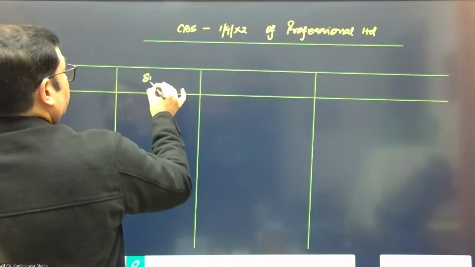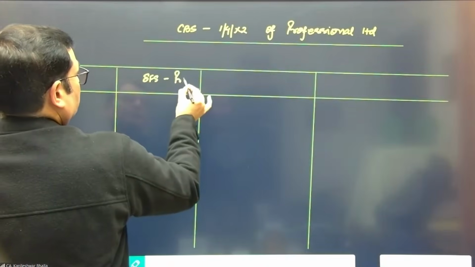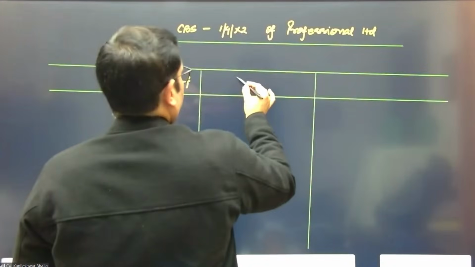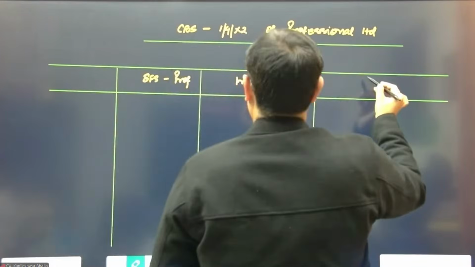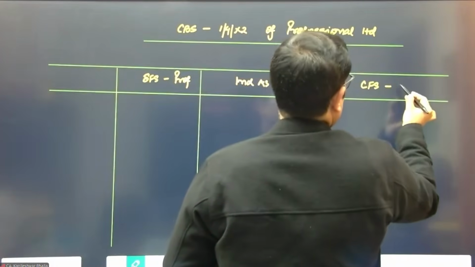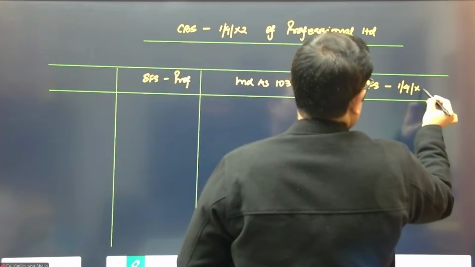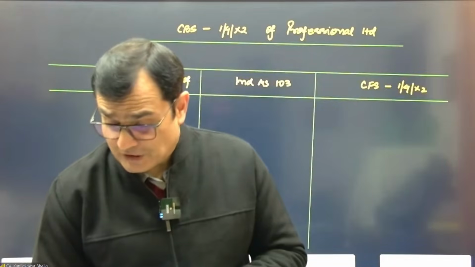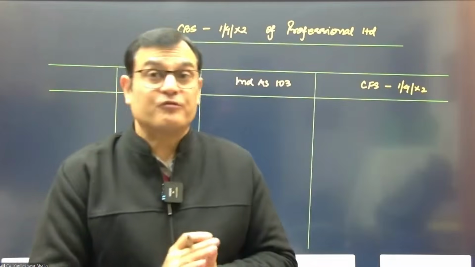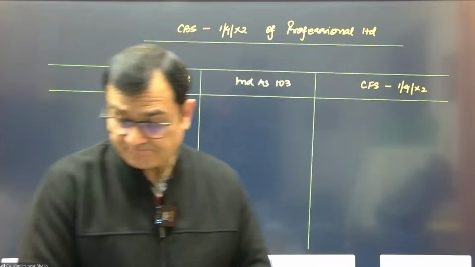So this is the separate financial statements of Professional Limited. This is the Ind AS 103 entry incorporated. And we get the consolidated financial statements on 1st April X2. That is how we're going to get the consolidation done. Now we'll first copy the balance sheet of Professional from the question.